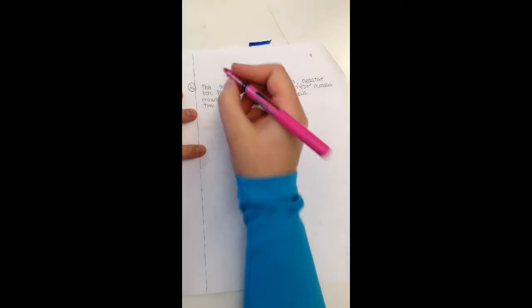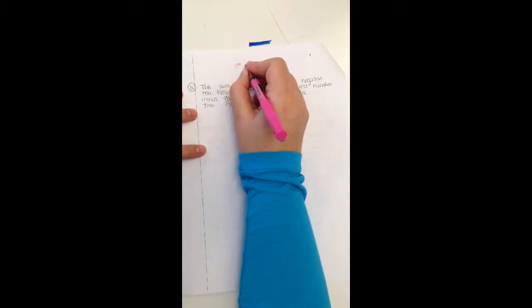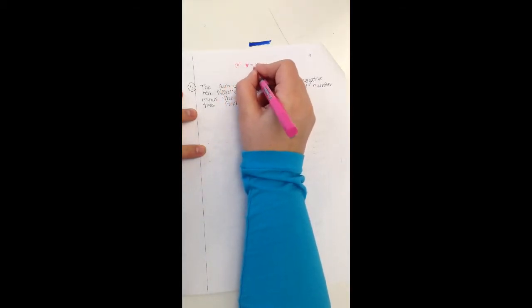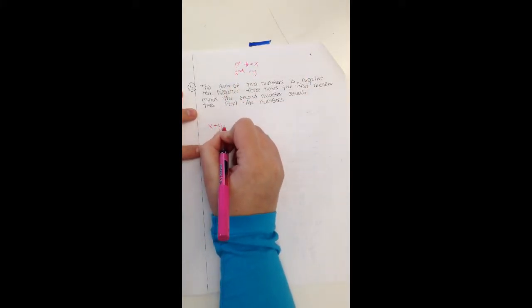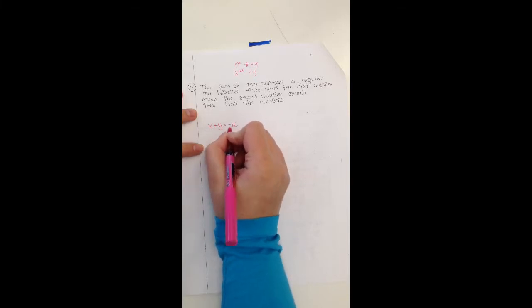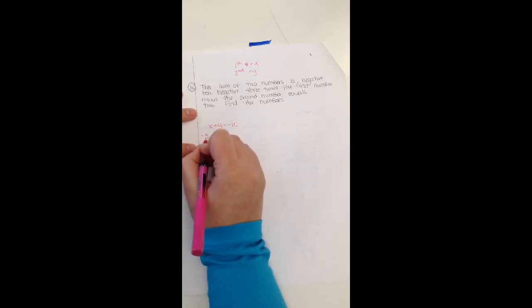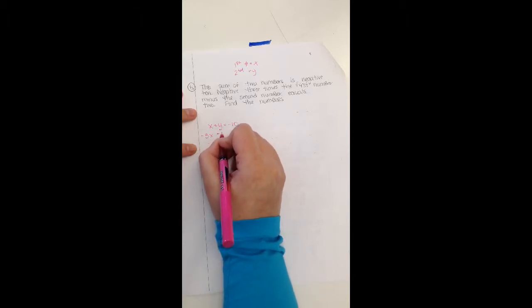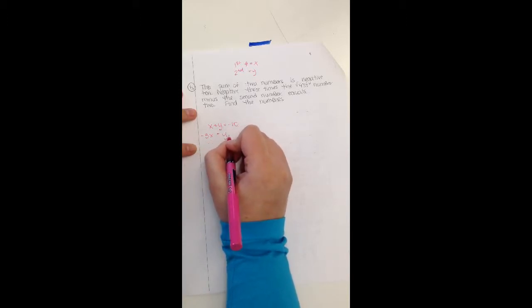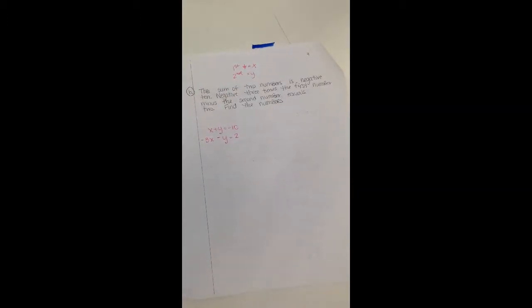So I have the sum of two numbers. So I'm going to say first number is x and second is y. So x plus y, because it's sums, equals -10. And then -3 times the first number, so -3x, minus the second number, so just y, equals 2. So now I have my system of equations.